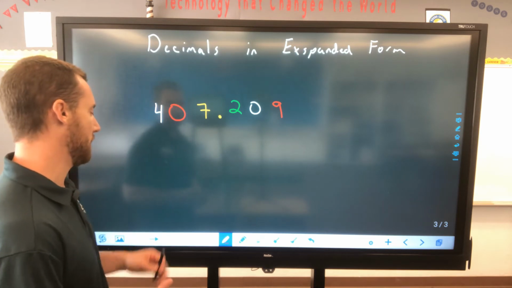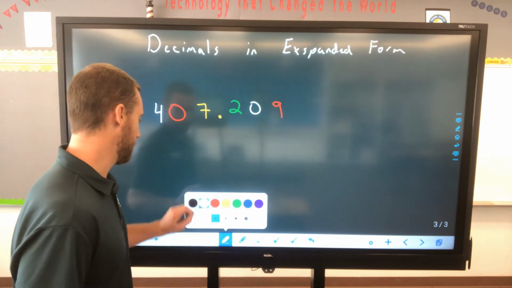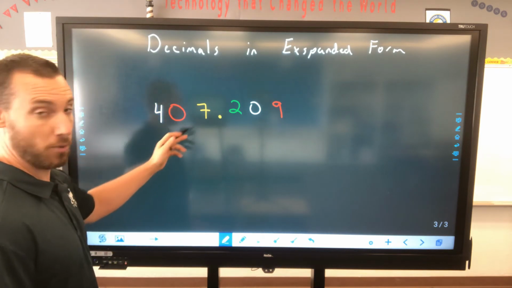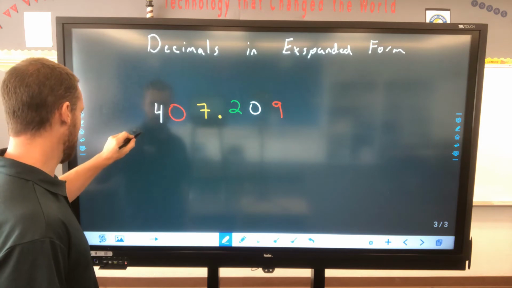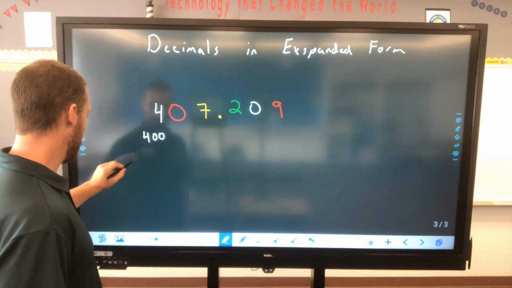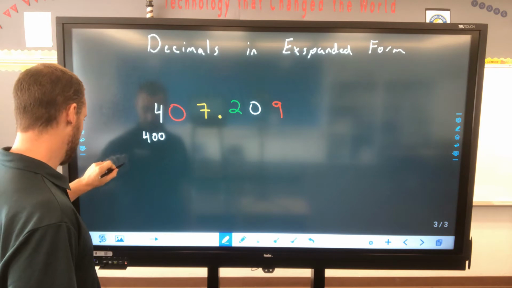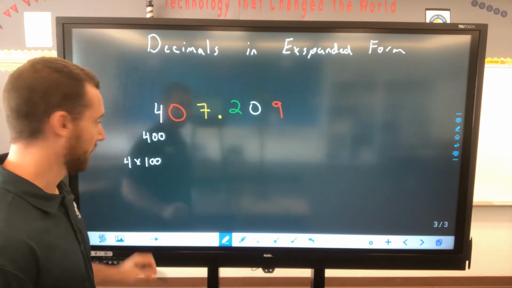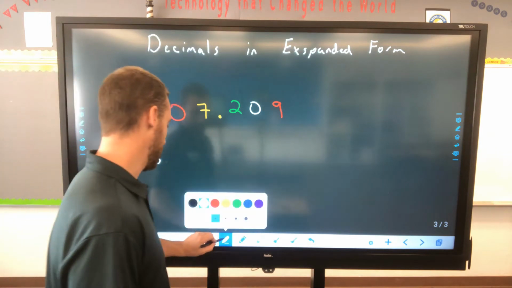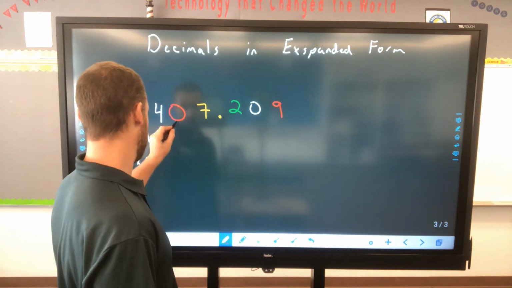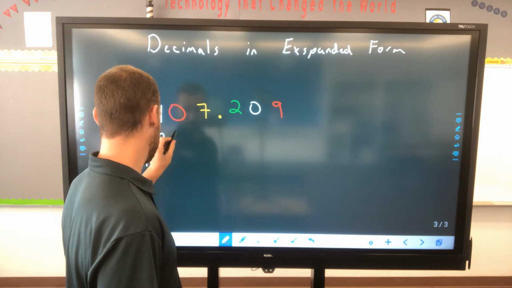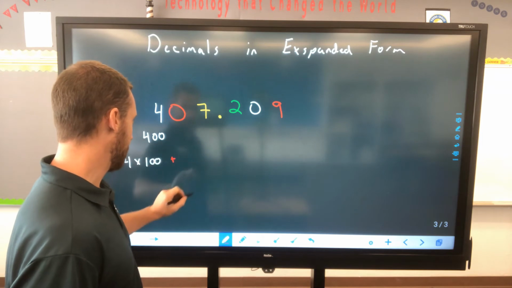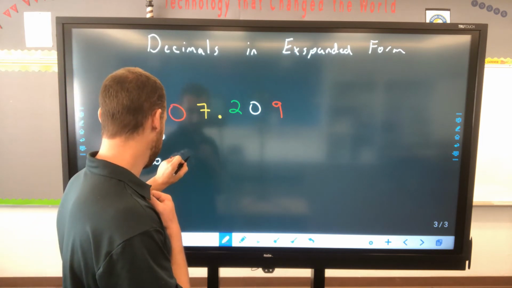Okay, so if we were going to write this in expanded form, we need to break down each component of this. So let's go ahead and break down this 4. Well, it's 400, right? So we could write it as 400, but we could also write 400 as 4 times 100. Okay? All right, that's 0. Well, that 0 is 0 times 10, right? 0 times 10, but 0 times 10 is 0, so we're not going to bother with that. And that 7, well, that 7 is 7.